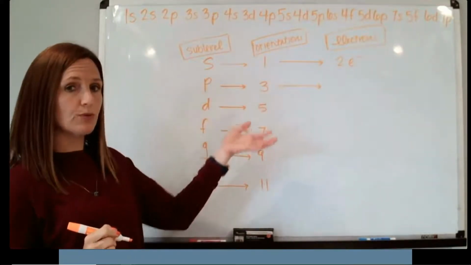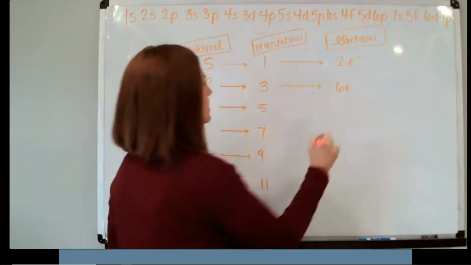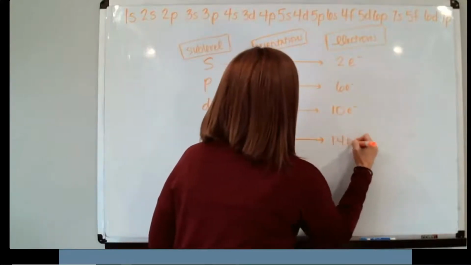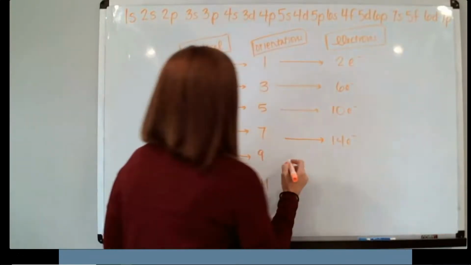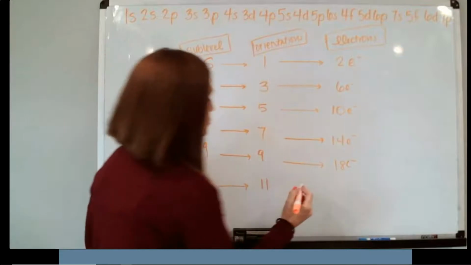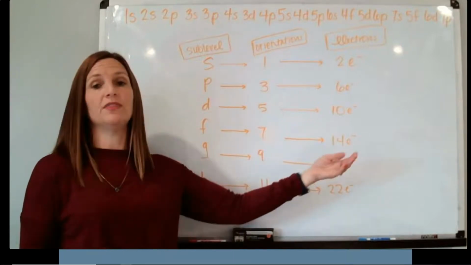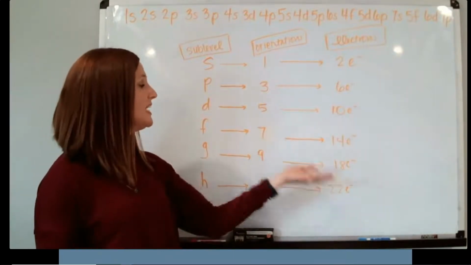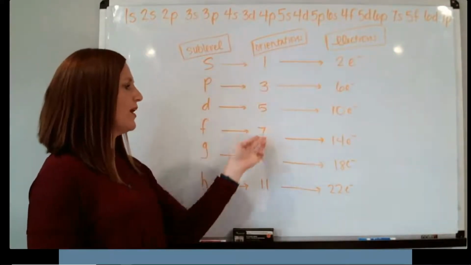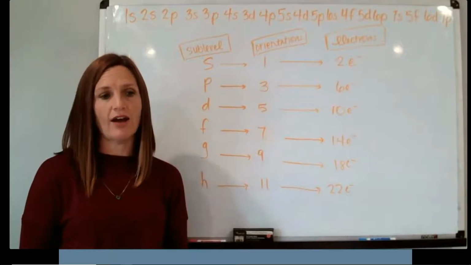So p, because it has 3 possible orientations, can have a total of 6 electrons. D, with 5 orientations, can have 10 electrons. F, with 7, has 14 electrons. G, with 9, has 18 electrons. And h, with 11, has 22 electrons. So instead of having to memorize how many electrons are in the g sublevel, you can use your logic, you can use your reason. S, p, d, f, g, h counts odd, 1, 3, 5, 7, 9, 11, multiply by 2, and you have the number of electrons that they have in each of their sublevels.